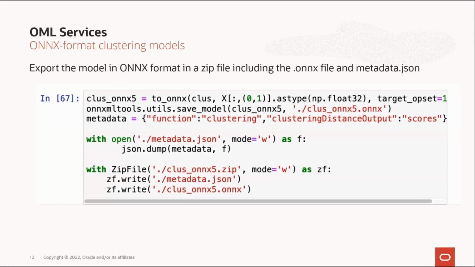Once we have a clustering model, say in the variable clus that we produced in our Python interface, we export it in ONNX format. This shows invoking to_onnx on the clus model, and then invoking the ONNX ML tools save_model to get the .onnx file and the corresponding metadata. Finally, we write the zip file that includes both the JSON metadata file and the ONNX file.